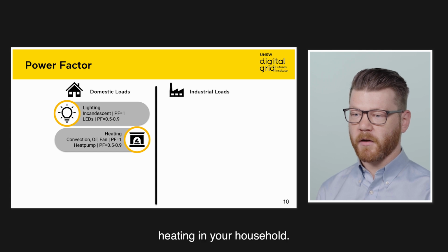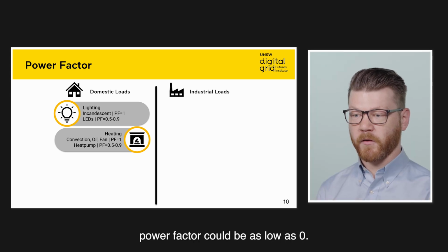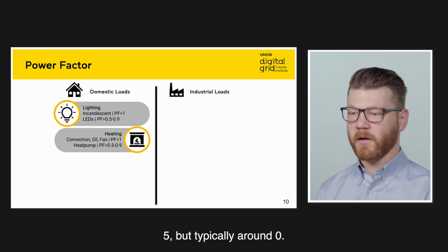You also have a lot of heating in your household. The power factor again varies a little bit here. In a convection or oil fan heater, again the power factor might be close to 1, and that's because these traditional elements have highly resistive loads with very little inductance and very little capacitance. In a heat pump, however, the power factor could be as low as 0.5, but typically around 0.9.